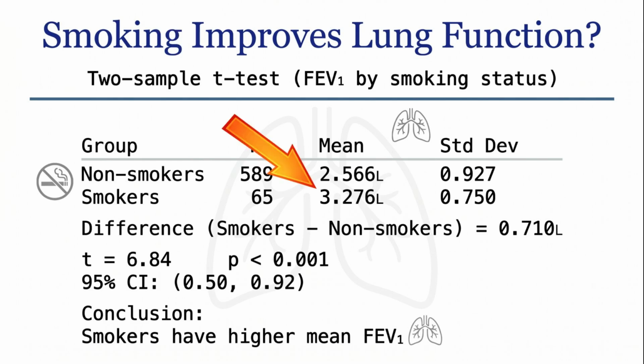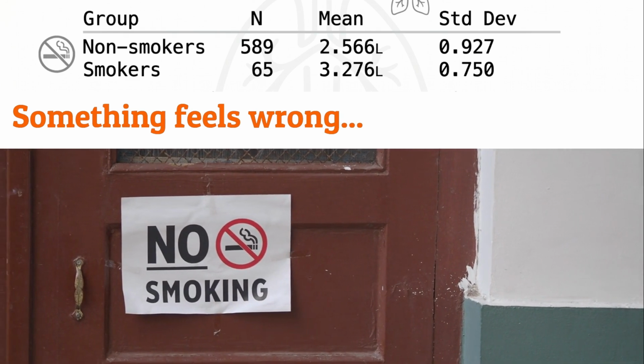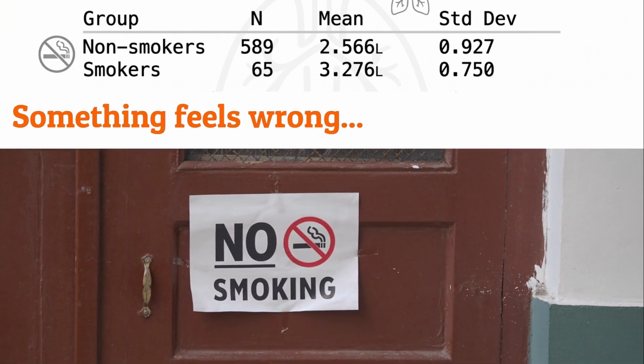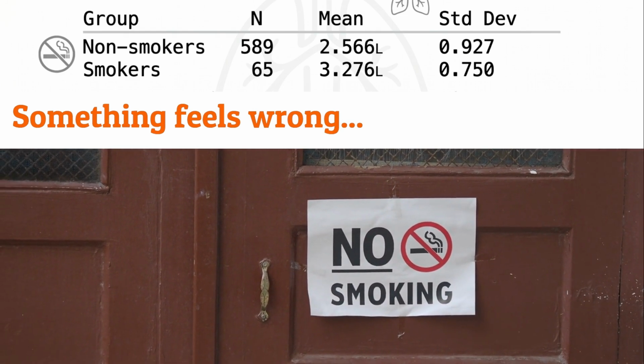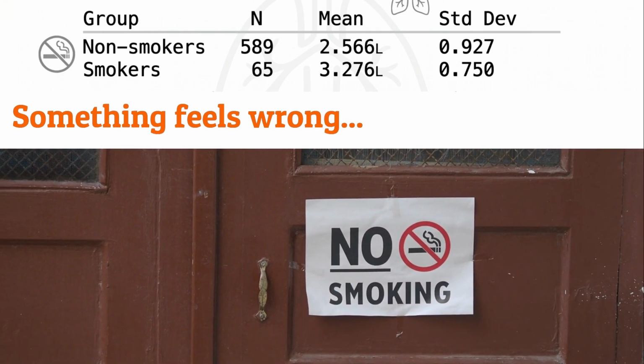The results suggest that smokers have a higher mean FEV₁ than non-smokers, with a difference of about 0.71 liters, with a 95% confidence interval from 0.50 to 0.92, and a p-value less than 0.001. Based on this analysis alone, smokers appear to have better pulmonary function. This conclusion is unexpected and suggests that the comparison may be misleading.